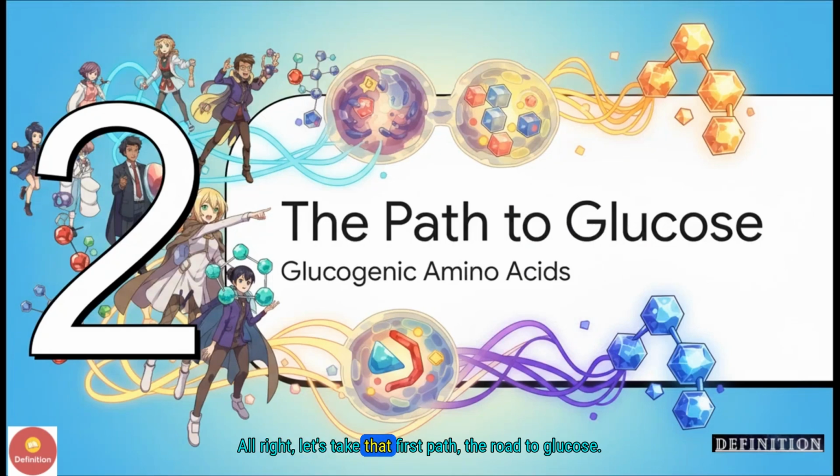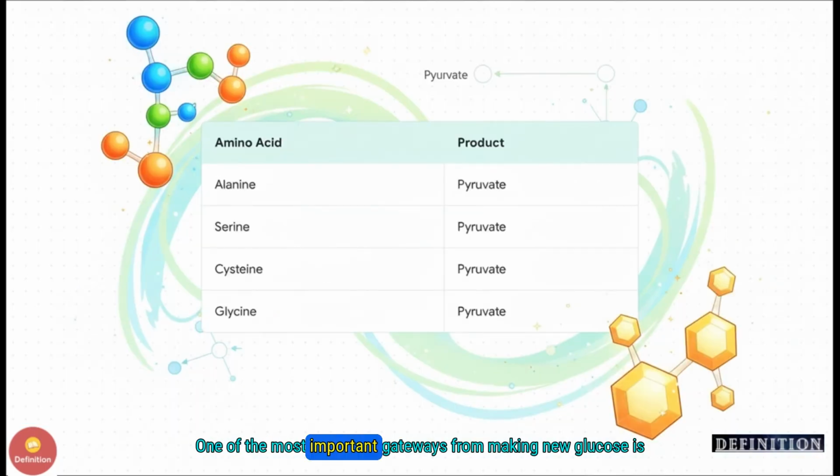All right, let's take that first path, the road to glucose. This is the journey of the glucogenic amino acids. They're kind of the unsung heroes responsible for keeping our brain supplied with sugar when our carb stores are running low. One of the most important gateways for making new glucose is through the molecule pyruvate. A whole family of amino acids, like alanine and serine, get broken down into pyruvate, which creates a direct bridge from protein breakdown right over to maintaining our blood sugar.